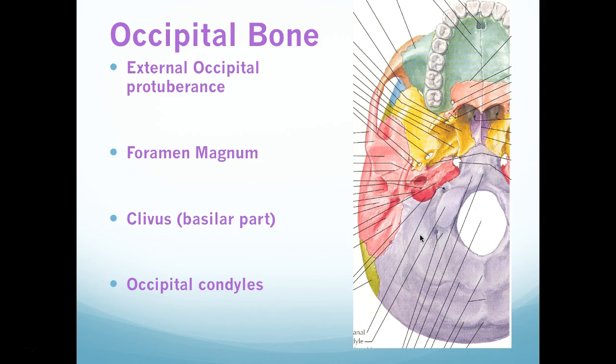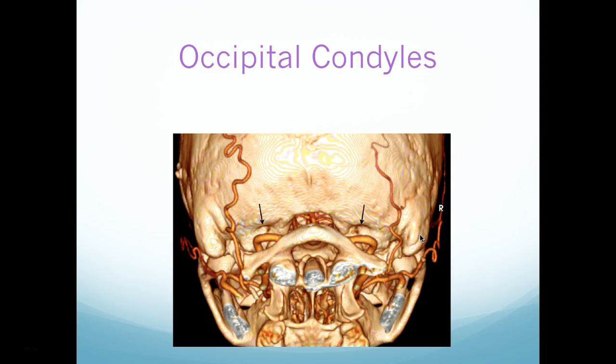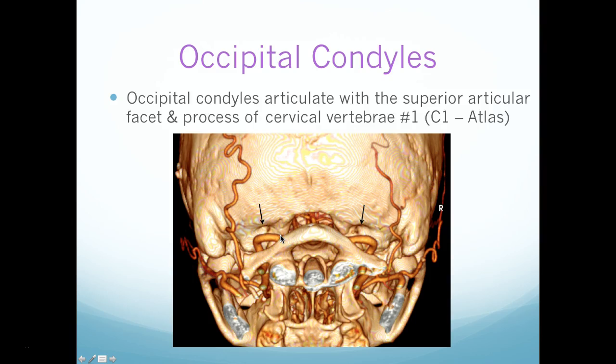Next we have the occipital condyles, and that is the knobs found on the occipital bone here. These are really important structures because they are going to make contact with your first vertebrae, C1, which is also known as atlas. So in here, it's kind of difficult to see in this image, but we're going to learn about this portion of your vertebrae in your next lab list. But your occipital condyles are articulating with the superior articular facet and process of C1.